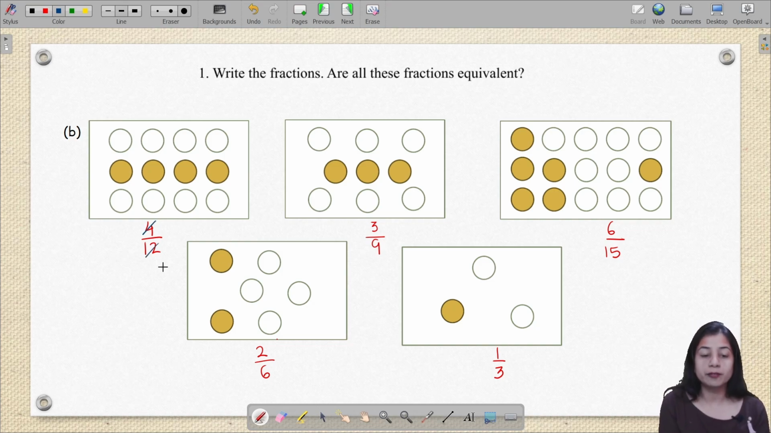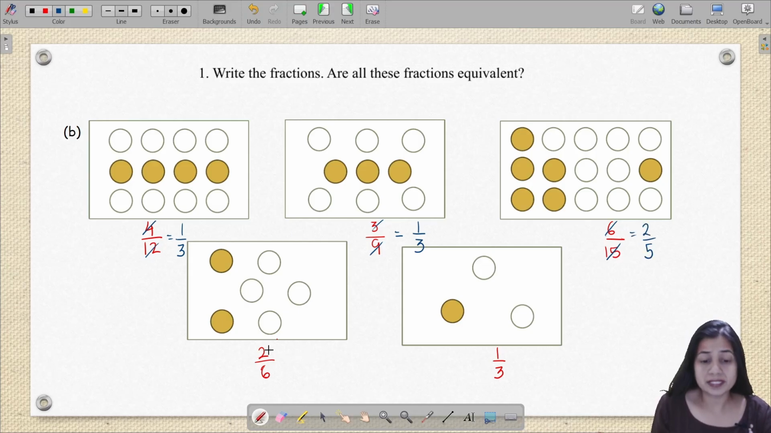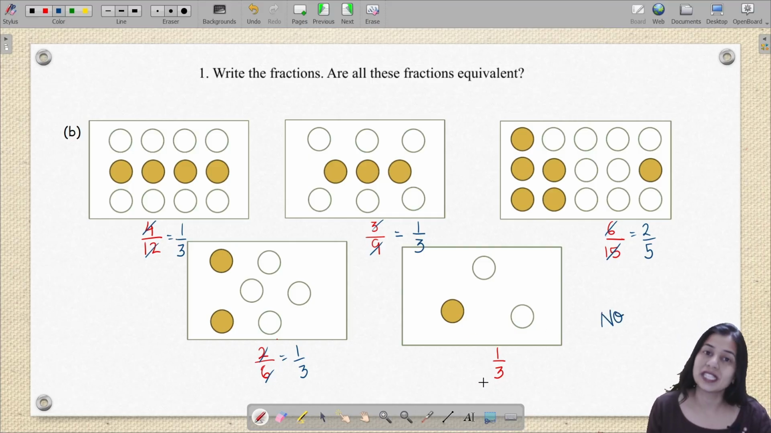So in the first one, if we divide the numerator and denominator by 4, we are going to get 1 by 3. Then 3 and 9 divided by 3 gives us 1 by 3. 6 by 15 will be divided by 3, giving us 2 by 5. 2 by 6 will be divided by 2, giving us 1 by 3. 1 by 3 is already in the lowest form. So if we observe all the fractions, 4 of them are the same, 1 by 3, but the third one is 2 by 5. That is, it is different. So the fractions are not equivalent. The answer is no. These fractions are not equivalent.